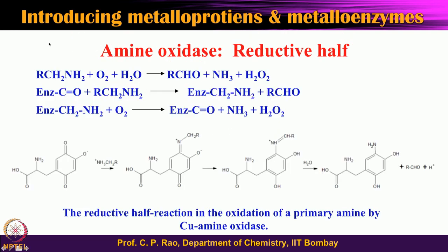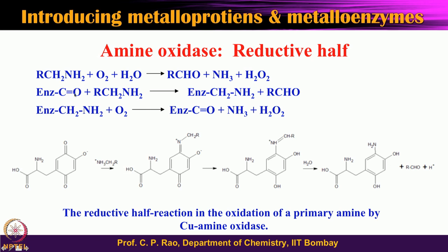In this slide you have the two half reactions. In the galactose oxidase you have seen two half reactions. What are the halves? In the first half the galactose is oxidized. In the second half the reduced enzyme is reoxidized. Now in this case also you have two halves, but a little differently. In this case the amine substrate is converted to aldehyde. This is the total reaction, aldehyde, ammonia and H2O2, but this goes by two halves.